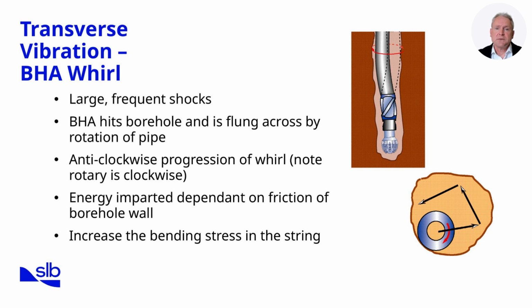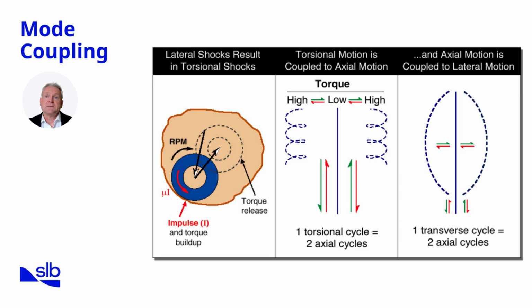With transverse vibrations explained, we can now move to the concept of mode coupling, where vibration modes interact with one another. Now let's look at the concept of mode coupling. Mode coupling occurs when different vibration types, axial, torsional, and transverse, interact and reinforce one another. Instead of occurring in isolation, these vibrations can become synchronized, amplifying the overall energy transmitted through the drill string.